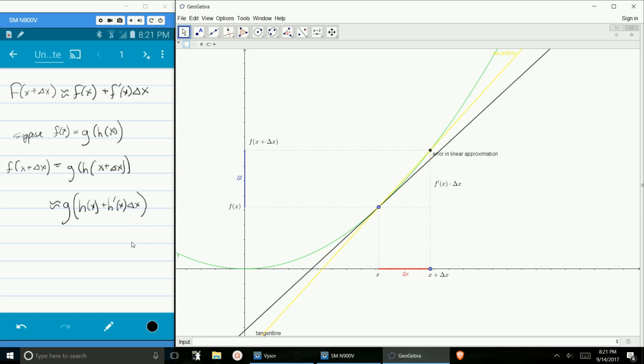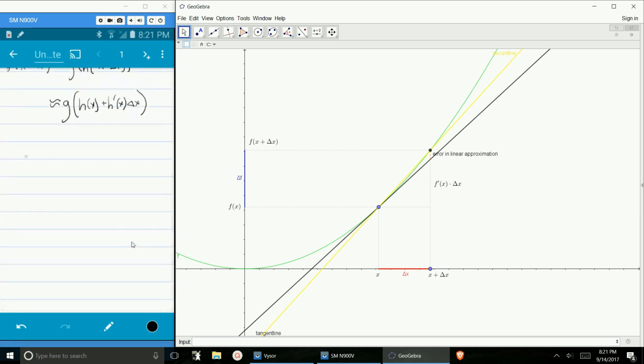Right? That's what it would be. Now, let's consider this expression we've got in here. What does this look like, this h prime delta x?